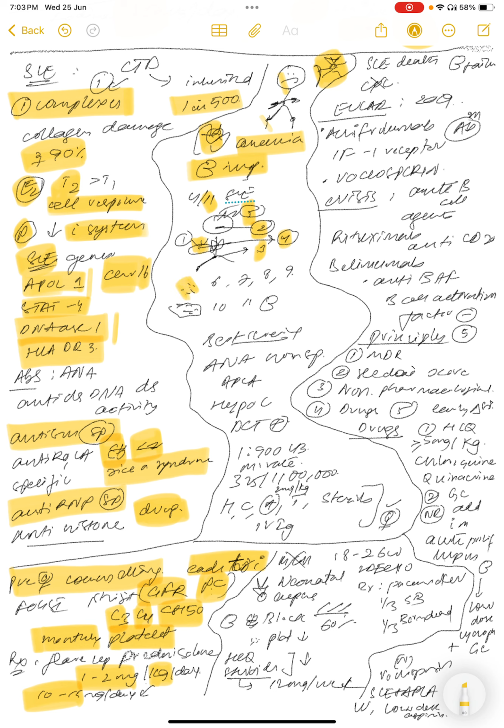Then you have alopecia. And all the cells are involved: thrombocytopenia, leukopenia, lymphopenia, and anemia. The brain is involved, so neuropsychiatric symptoms are seen. Kidneys are involved.